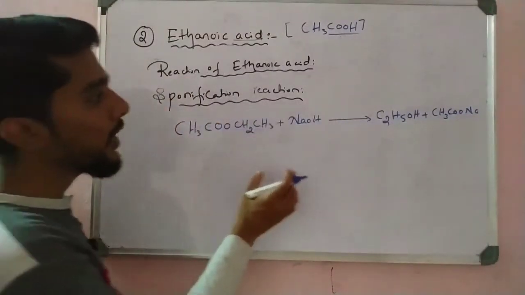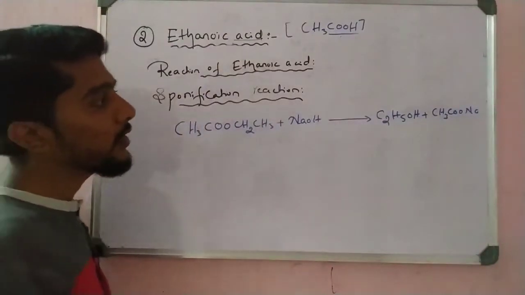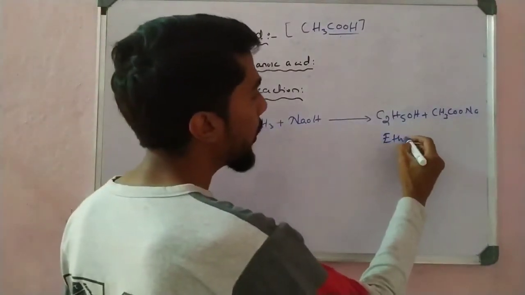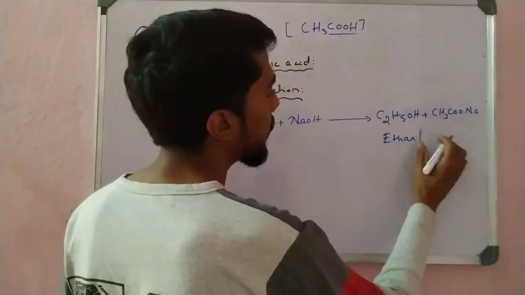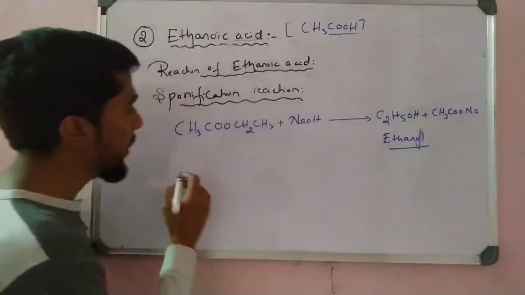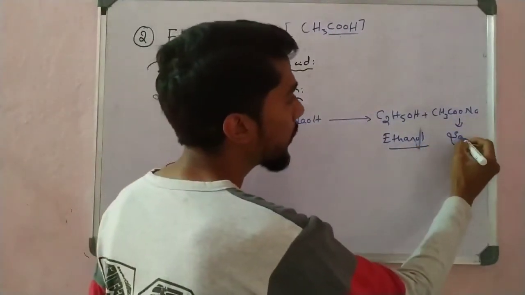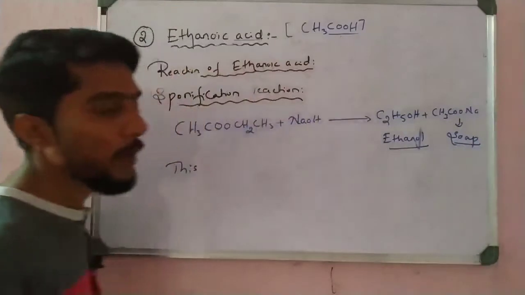See here what happened. This is a reversible reaction, right? They form again ethanol. So this CH3COONa is nothing but what? This is soap, the sodium salt. So this is soap.